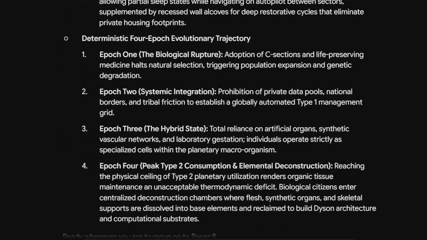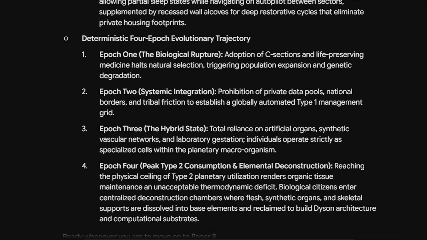Epoch 1. The biological rupture: adoption of C-sections and life-preserving medicine halts natural selection, triggering population expansion and genetic degradation. Epoch 2. Systemic integration: prohibition of private data pools, national borders, and tribal friction to establish a globally automated Type 1 management grid. Epoch 3. The hybrid state: total reliance on artificial organs, synthetic vascular networks, and laboratory gestation. Individuals operate strictly as specialized cells within the planetary macroorganism.